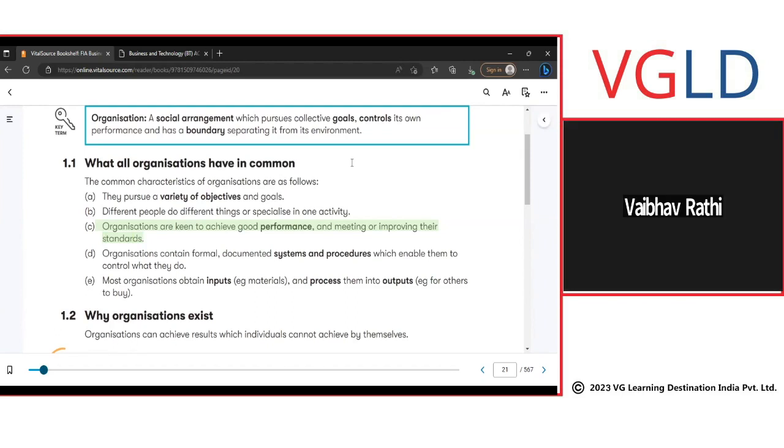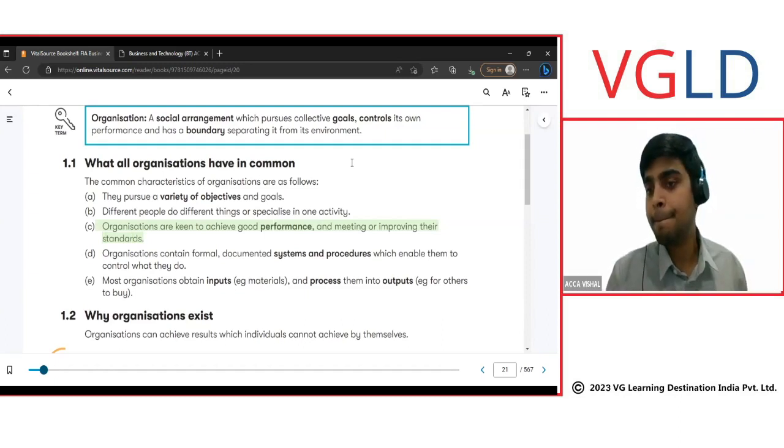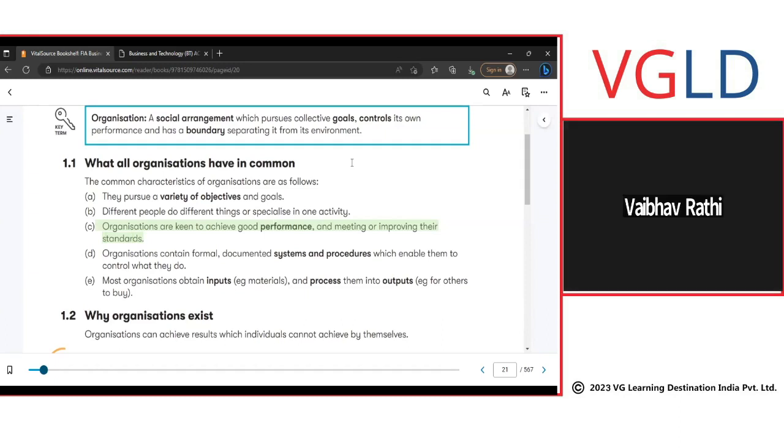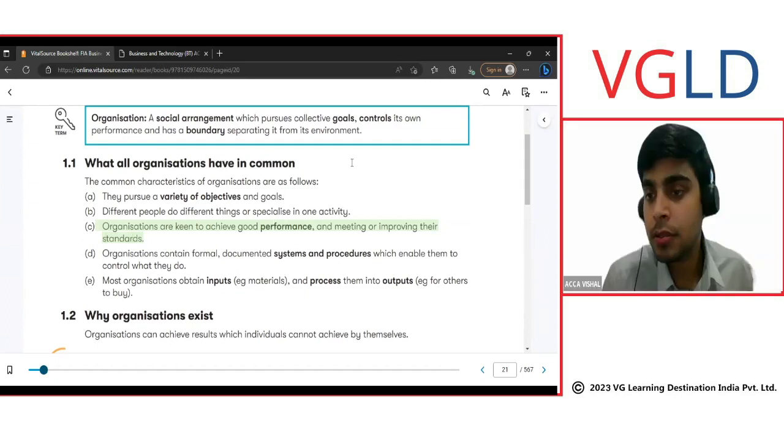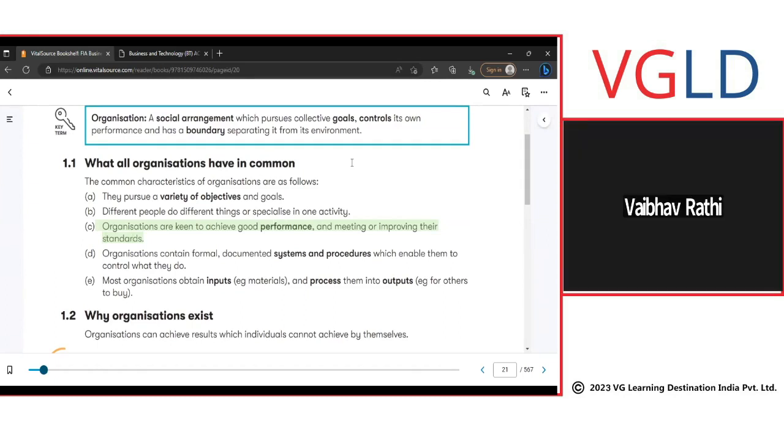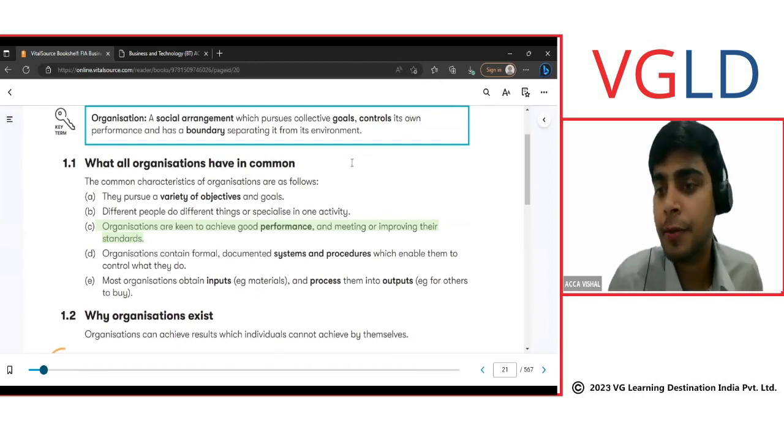Webab, I think you are on unmute. Okay, I'm going to mute you. I think some disturbance is coming there. Webab, do you want to say anything, or should I mute you? Okay, I think Webab is not there.